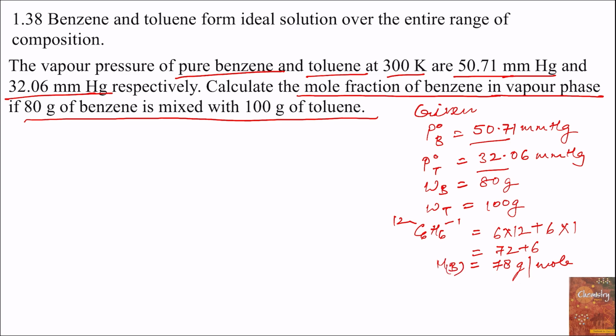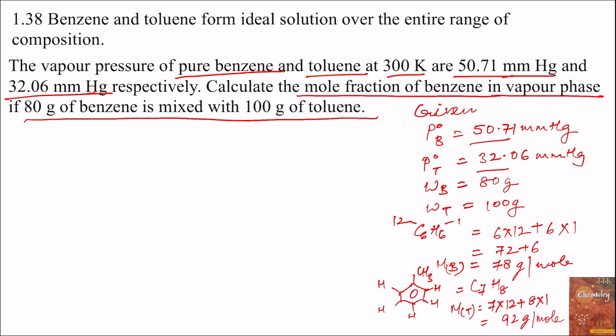Molecular weight of toluene. This is the structure of toluene. So molecular formula of toluene will be, there are total 7 carbons, so C7H8, 8 hydrogens. So molecular weight of toluene will be equal to number of atoms of carbon, that is 7, into atomic weight of carbon, that is 12, plus number of atoms of hydrogen, that is 8, multiplied by atomic weight of hydrogen, that is 1. This is equal to 92 gram per mole.